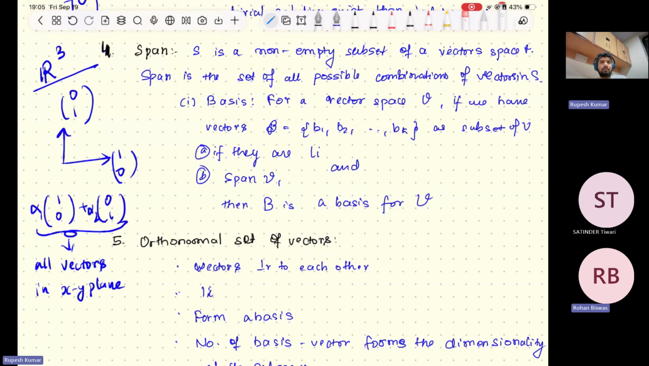What is the basis for the span of the origin? The span of the origin is a very valid thing. The span of the origin will be the origin, there's no doubt about it, because if you multiply any real number with the origin, you get the origin.